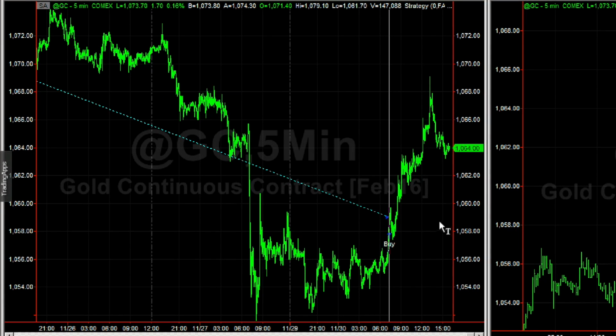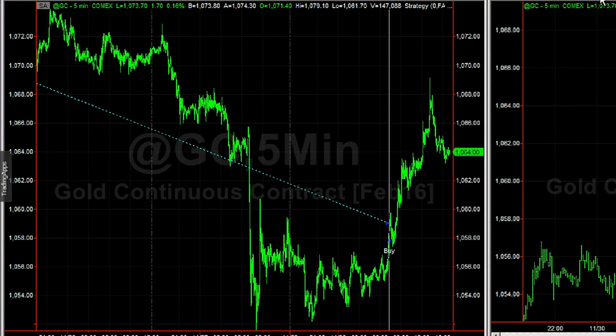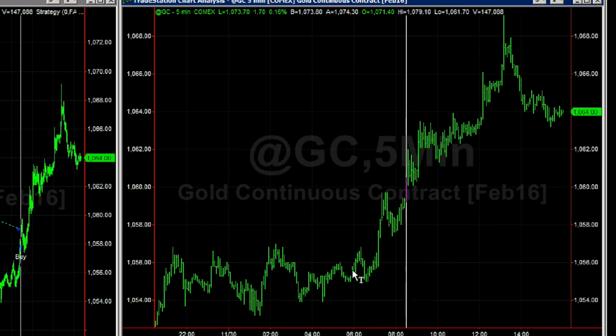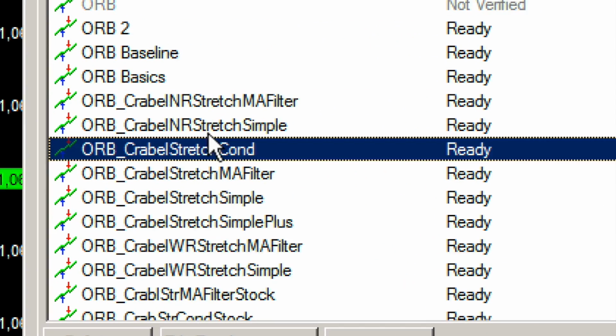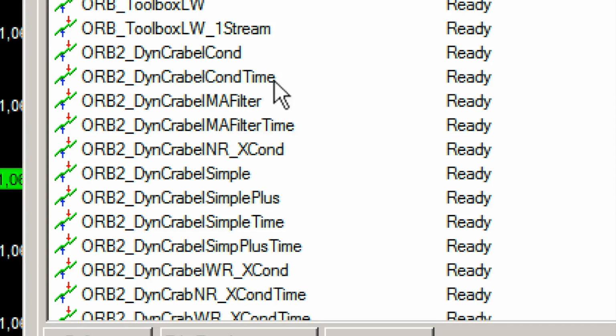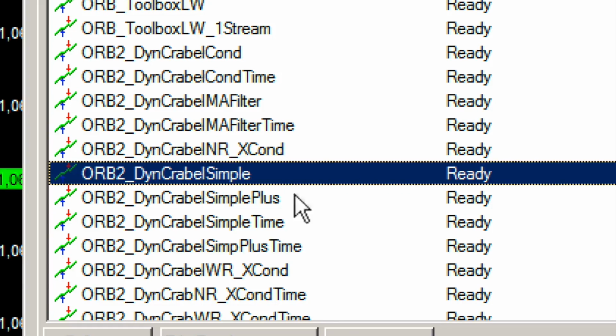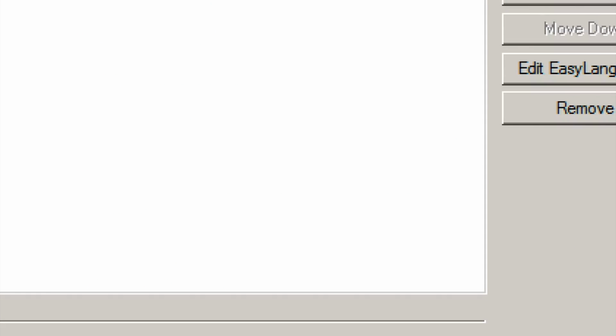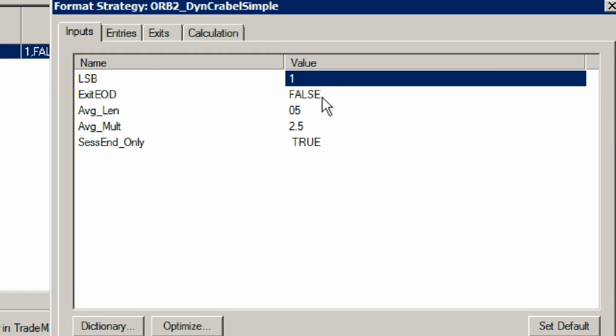Okay, I went over here and changed this back to the default value for our Crable stretch simple. And also I created a copy of the chart, and what I want to insert now is the Dynamic Open version to see how it functions differently. So let's go to ORB2, Dynamic Crable simple. And here are the default values. We're going to leave the default values as is.